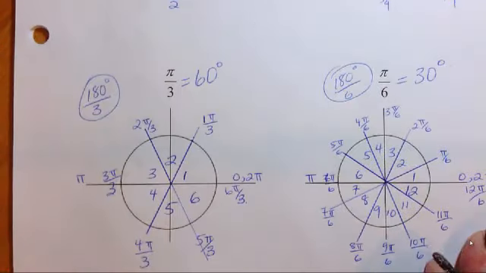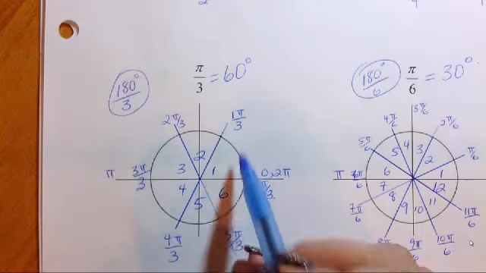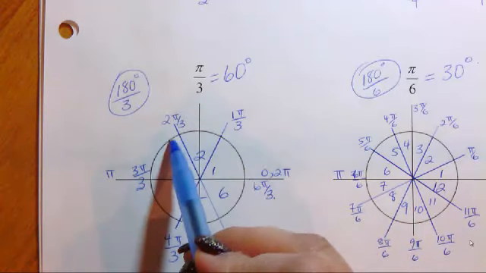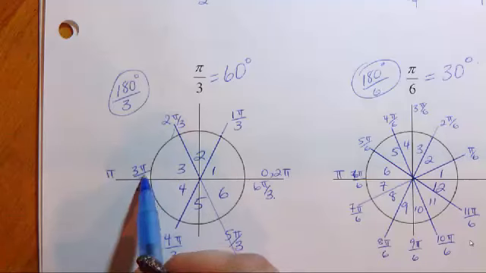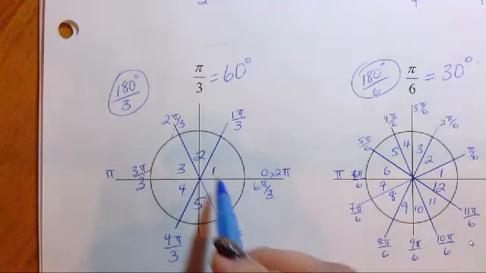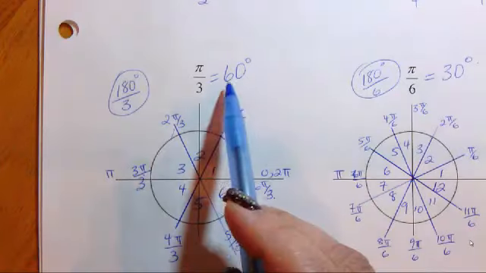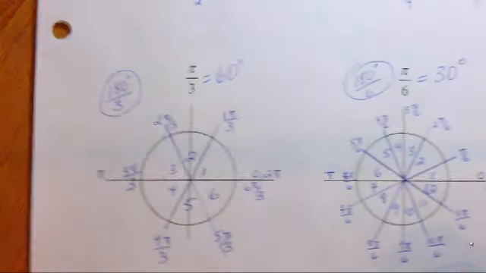Then onto the pi by 3s, I've got 0 pi by 3, 1 pi by 3, 2 pi by 3, 3 pi by 3, 4 pi by 3, 5 pi by 3, 6 pi by 3. So that's counting up by divisions of pi by 3, or that's equivalent to 60 degrees.